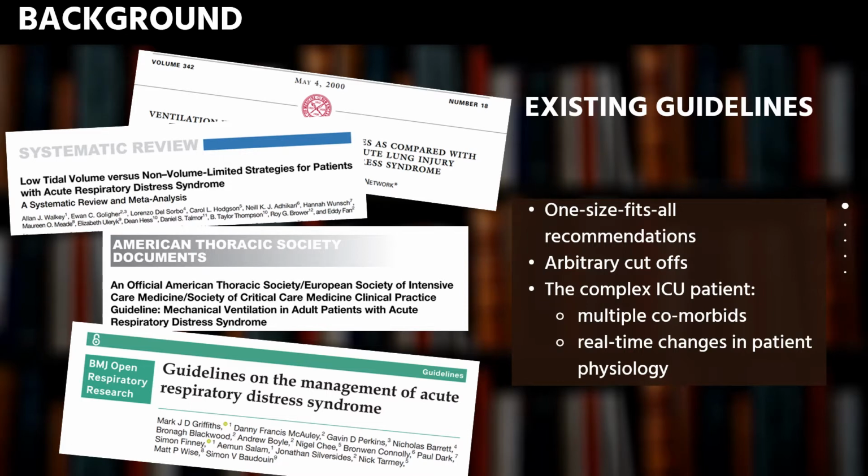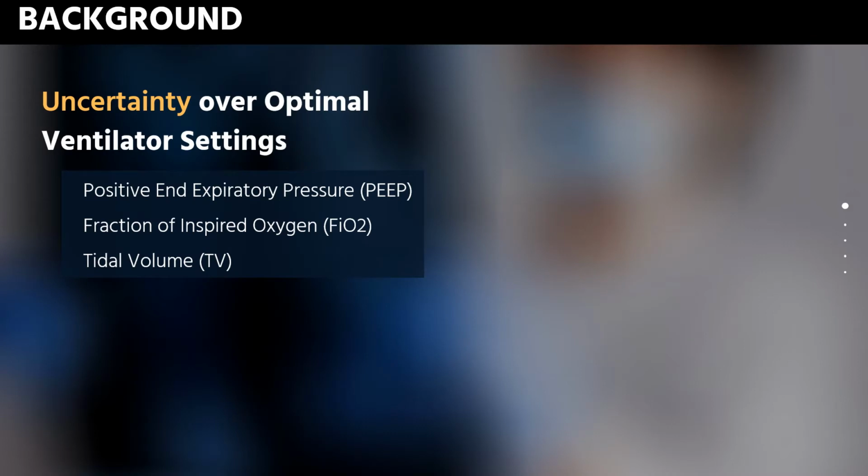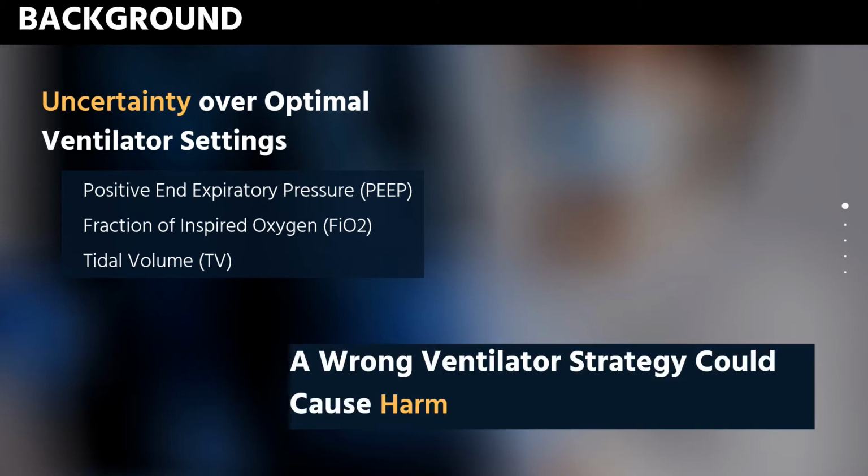However, despite decades of research, choosing the optimal ventilator strategy for a patient remains an imprecise art. Existing guidelines provide one-size-fits-all recommendations but do not personalize treatment for different ICU patients. There is still much uncertainty when choosing optimal levels of positive end-expiratory pressure, fraction of inspired oxygen, and tidal volume for a particular patient. Stakes cannot be higher, as wrong ventilator strategy may end up harming patients who are already fighting for their lives.